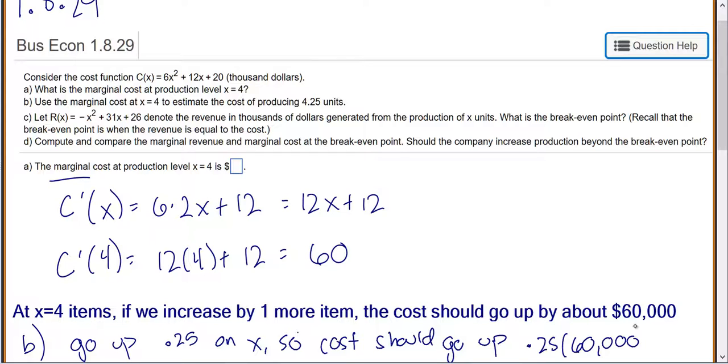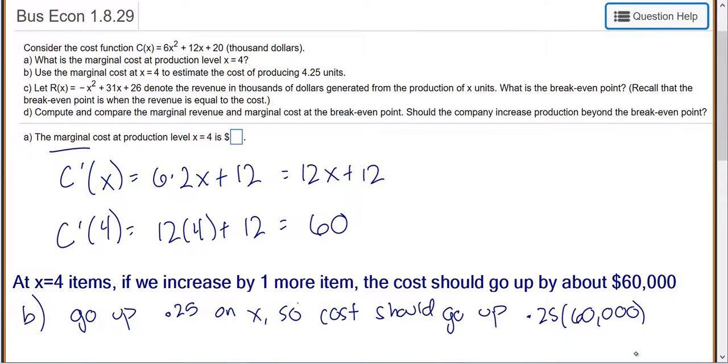Now, of course, the textbook has very fancy formulas for this, but why memorize a formula when you can just think about it? So if we went 0.25 up on x, cost should go up 0.25 times the 60,000, or 15,000. Okay, so we estimate cost will go up by about 15,000.